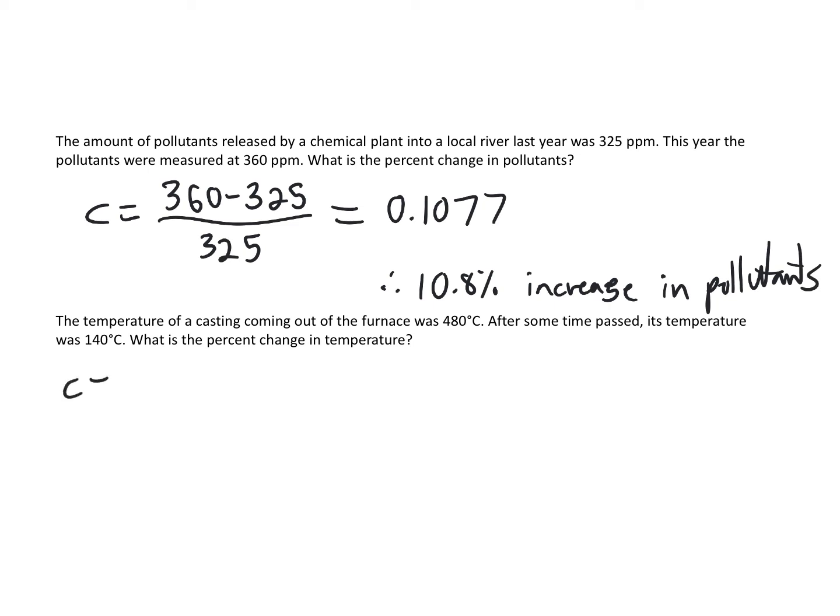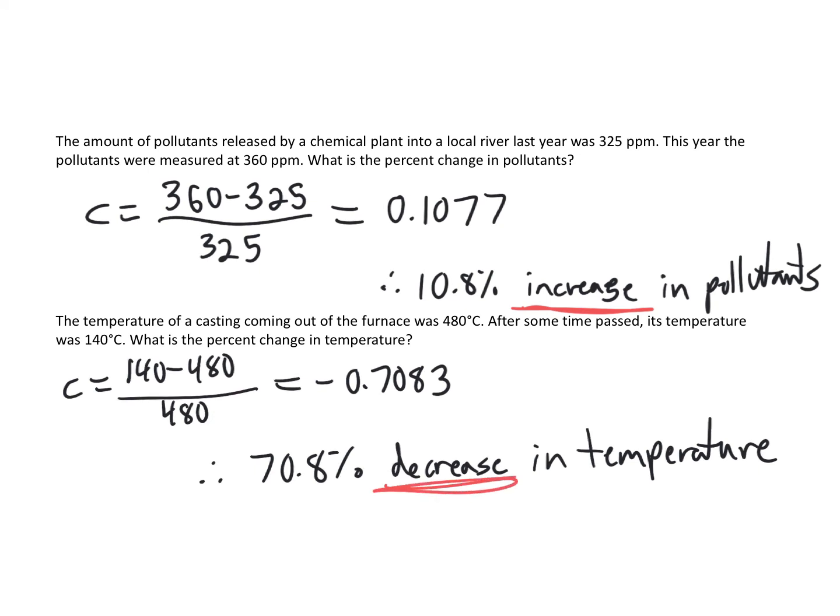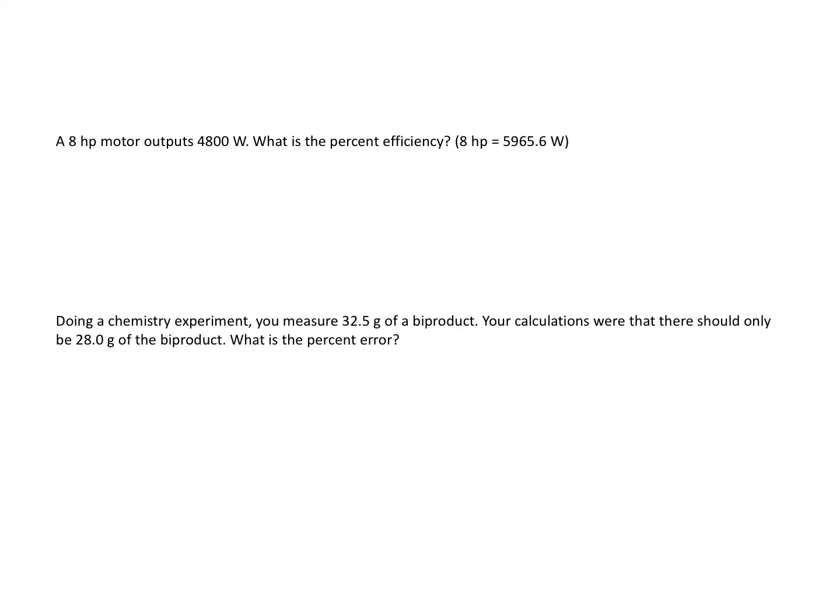Next example, same idea, C equals, we're going to do 140 minus 480 over 480, which is negative 0.7083. So therefore, there is a 70.8% decrease in temperature. Now, I am going to be looking for the words increase and decrease when you're doing these questions. Let's do a couple more examples.